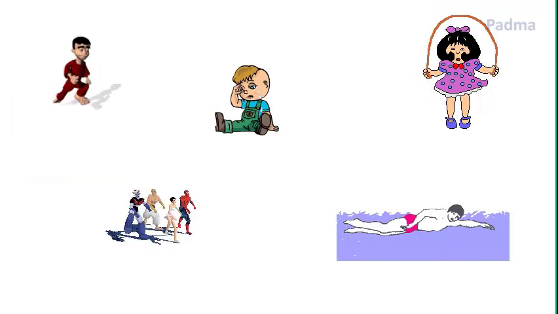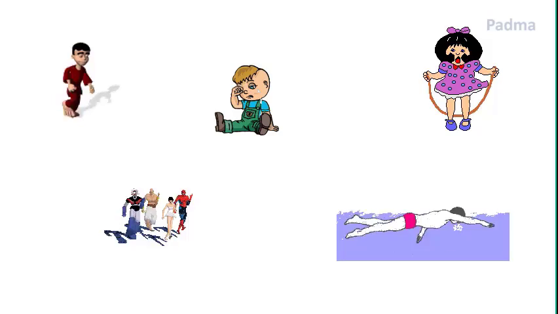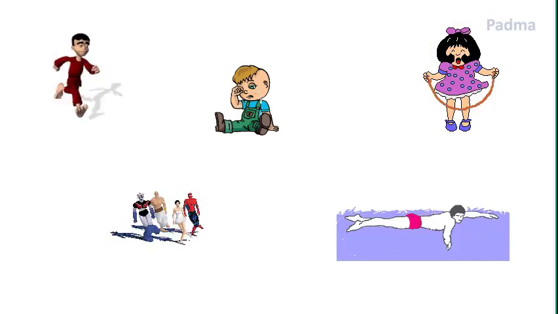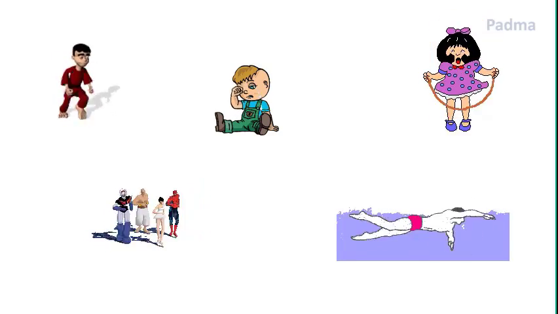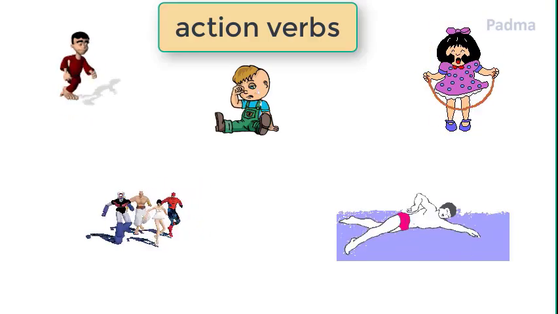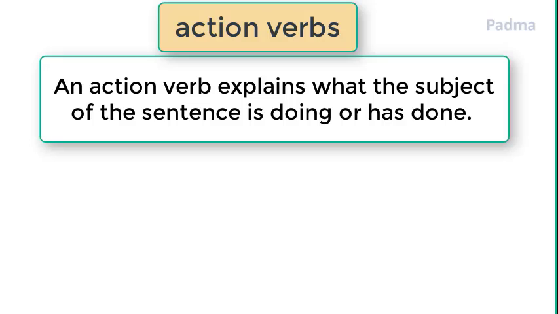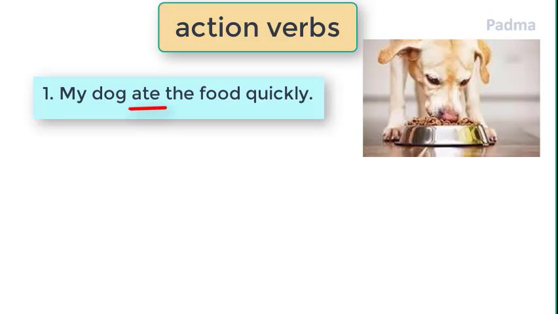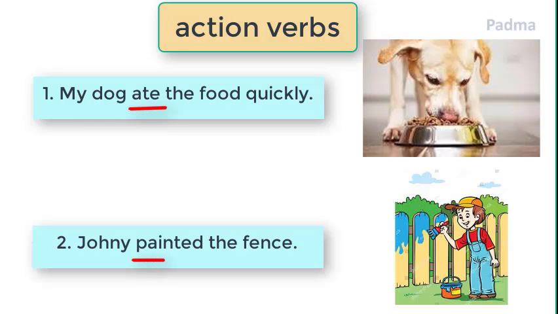Here we can see some actions such as run, cry, jump, dance, and swim. We can see the physical motion of the subject. These actions are called action verbs. Action verbs are generally physical verbs. They describe specific physical actions. If we can create a motion with our body or use a tool to complete an action, the word we use to describe it is most likely a physical verb, that is, an action verb.